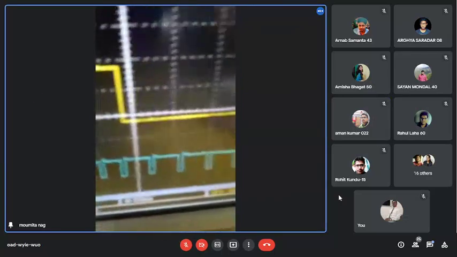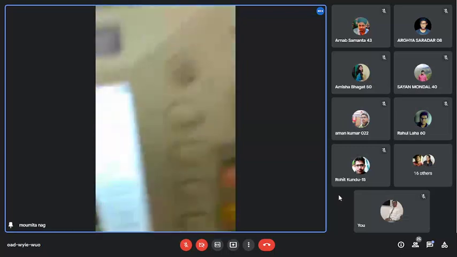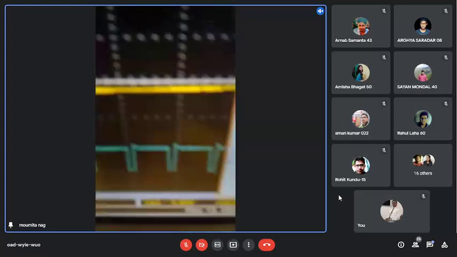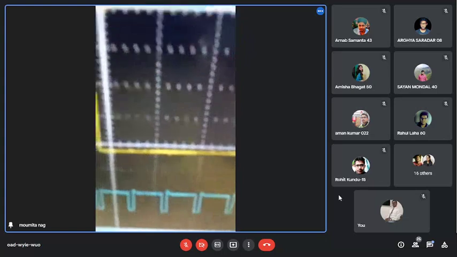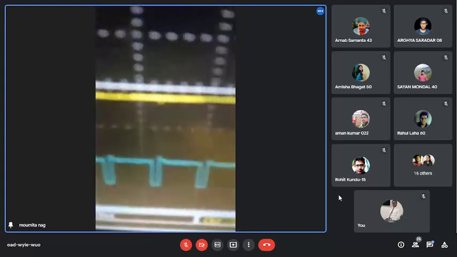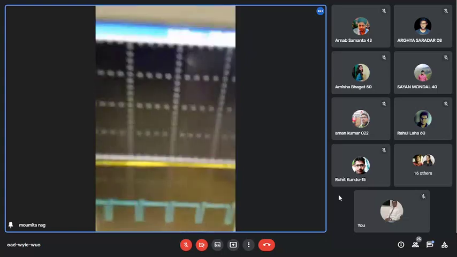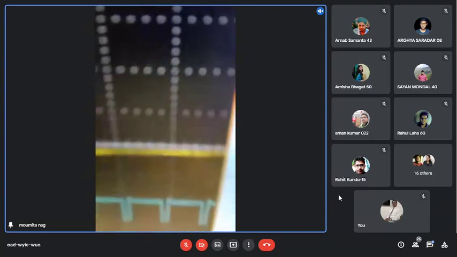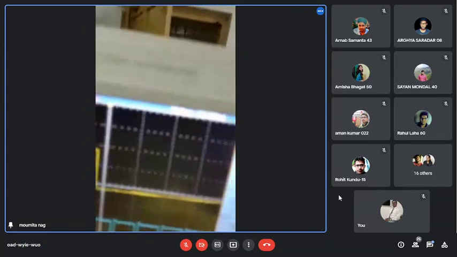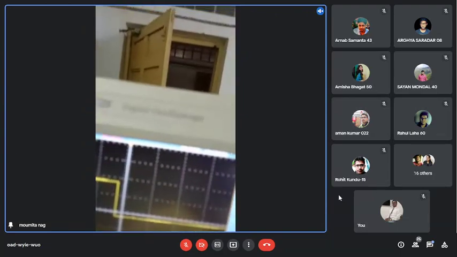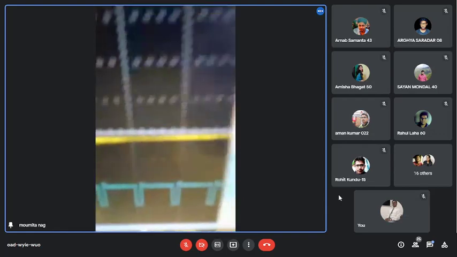Okay. Now see the lower frequency. When the message is off, you will get the lower frequency. Note down the lower frequency. Time per division is also kept at 500 microsecond.